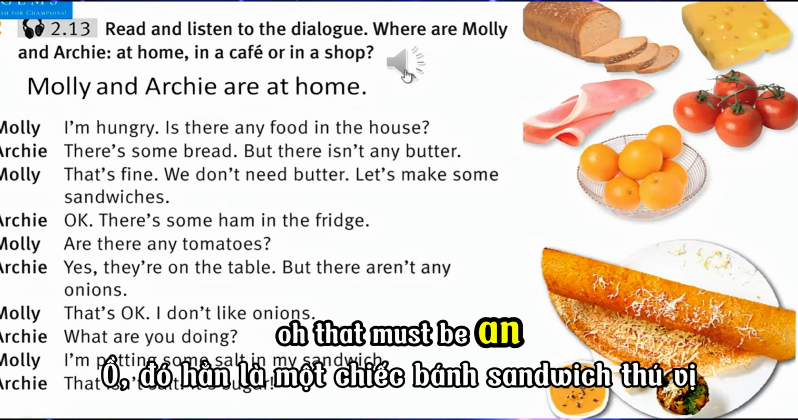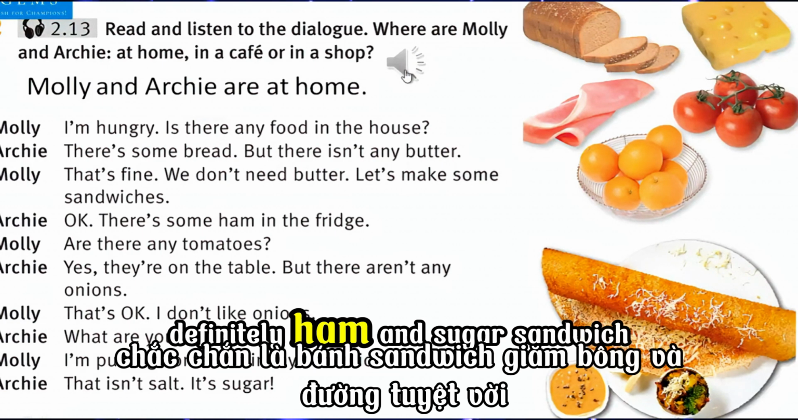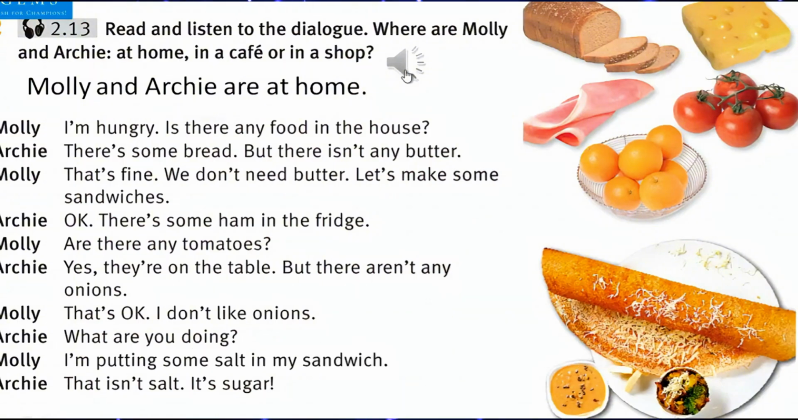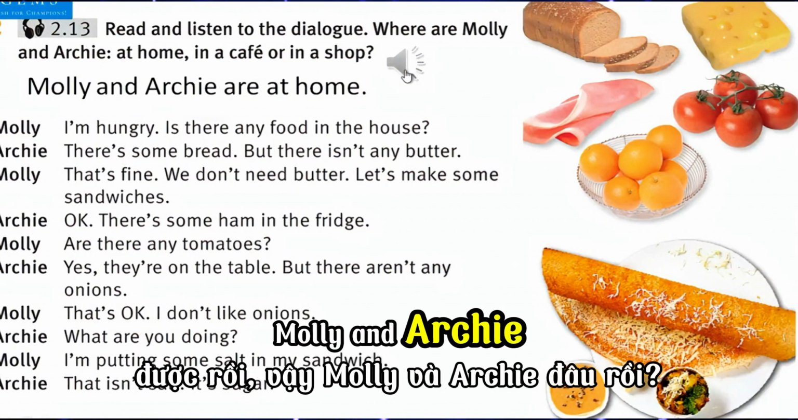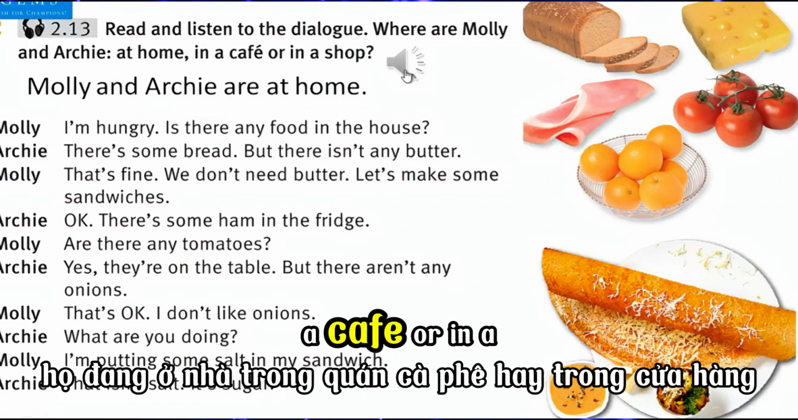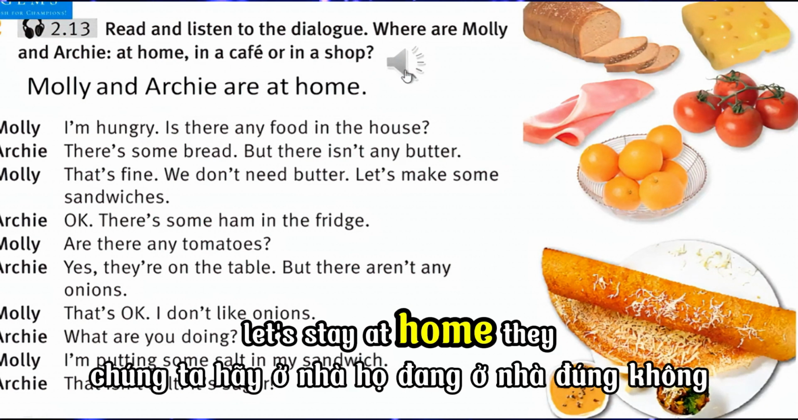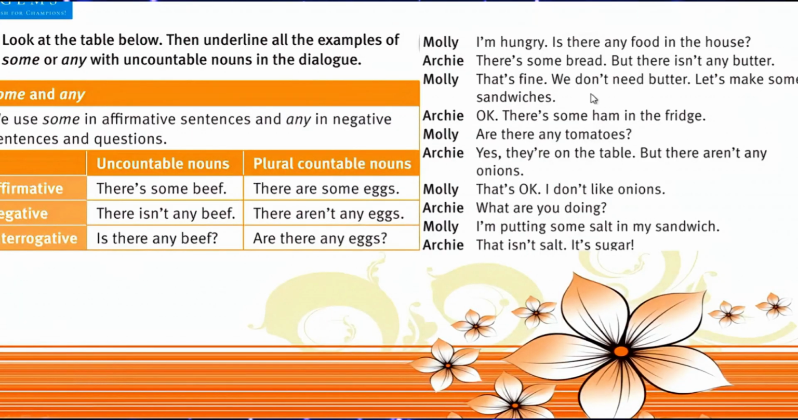Oh, that must be an interesting sandwich. Definitely a ham and sugar sandwich. Great. All right. So where are Molly and Archie? Are they at home, in a cafe, or in a shop? Let's say at home. They are at home. Yes. Right.